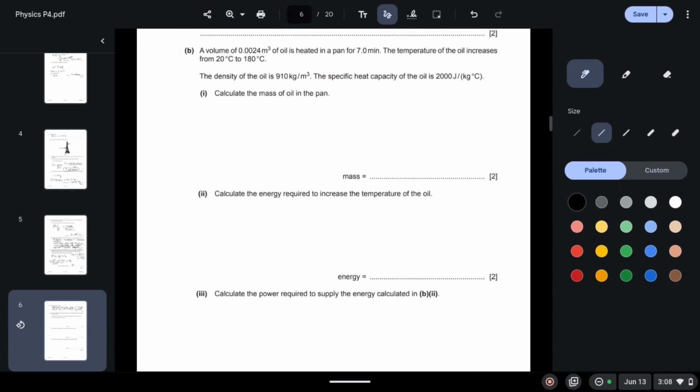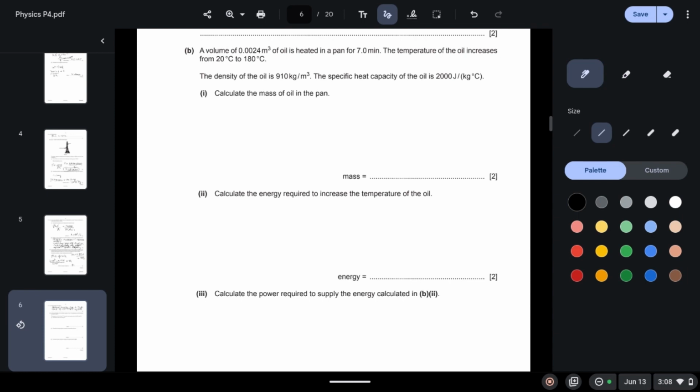A volume of 0.0024 meter cube of oil is heated in a pan for 7 minutes. The temperature of the oil increases from 20 Celsius to 180 Celsius. The density of the oil is 910. The specific heat capacity of the oil is 2000. Calculate the mass of oil in the pan.